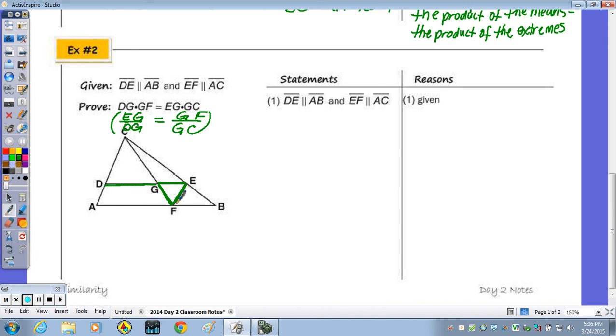So the last one was GC. So I'm trying to show, again, connecting with the third side. I want to show that these two triangles are similar. To prove similarity, again, the shortest way to do it is by angle angle. So let's look at the givens. We have DE parallel to AB.